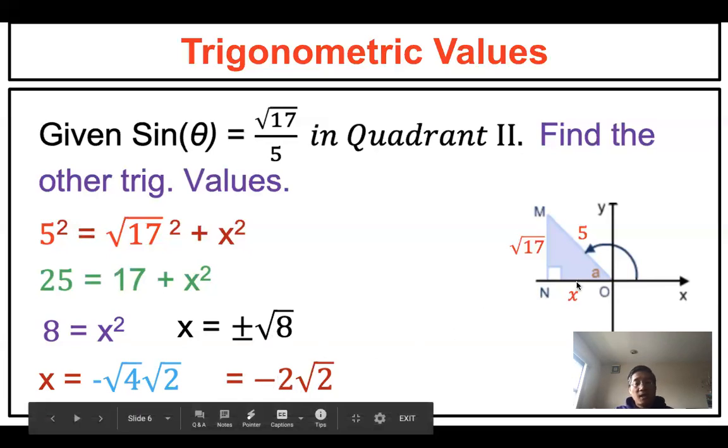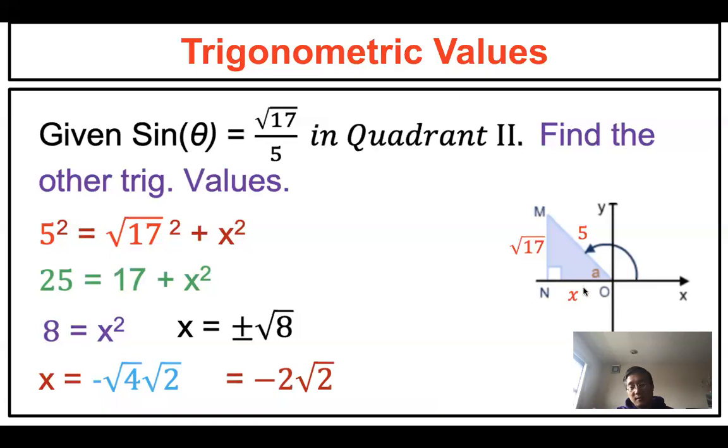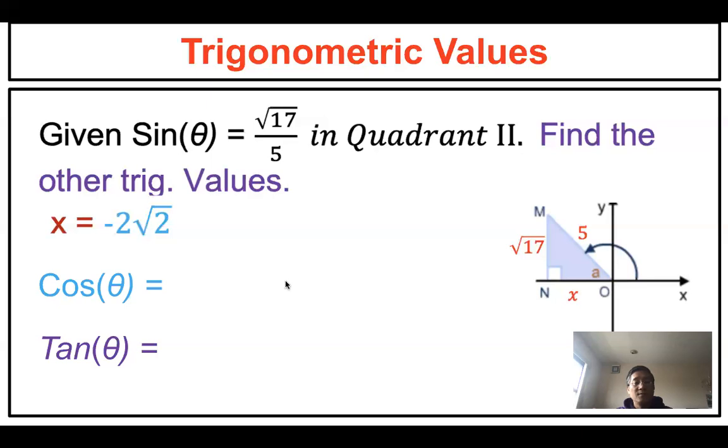So you find out now the x value, adjacent. X is adjacent, negative 2 times radical 2, and opposite, radical 17, hypotenuse 5. Because you know all 3 sides of the right triangle, you can find out now sine, cosine, tangent, all right? So what is cosine? Cosine angle is equal to adjacent over hypotenuse, right? So adjacent is x. Is it positive or negative? Negative. Negative 2 square root 2 over 5.